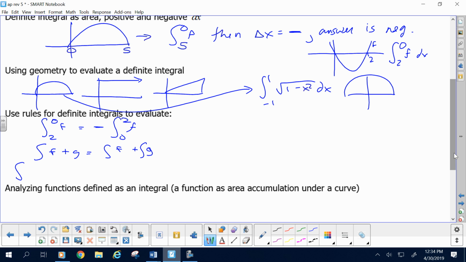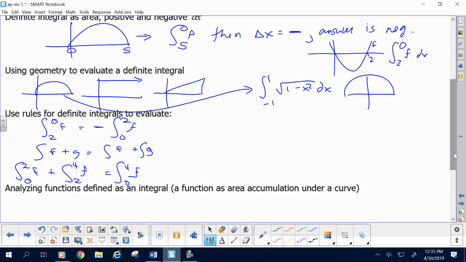Additivity in terms of definite integrals. These are sometimes gotcha-ish questions. If you had 0 to 2 of a function and 2 to 4 of the function, is that equal to 0 to 4? Yeah, it is. It's no problem, okay?